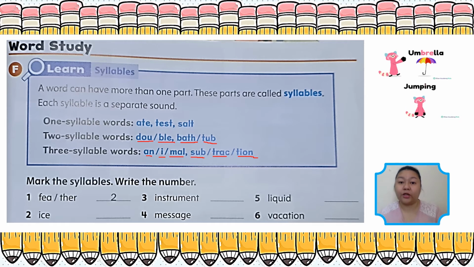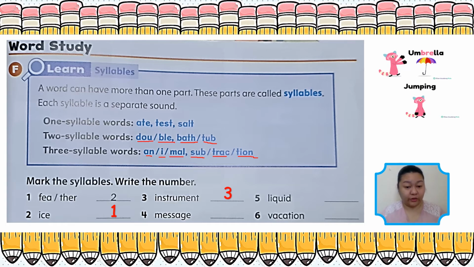For example, here in number 1, we have the word feather. So feather, that's why it's two syllables. How about for the word ice? How many syllables do you think the word ice has? Correct, only one, ice. How about for the word instrument? How many syllables? Why do you think it's three?